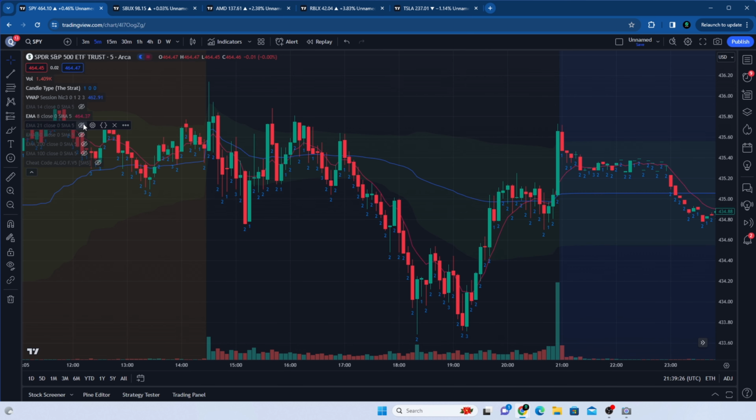I'm sure if I turn my 21 EMA on, we probably got an EMA cross here. Yep, we did. Look at that. So EMA cross right here. In fact, the EMA cross is right at the neckline. So it happened right before that.